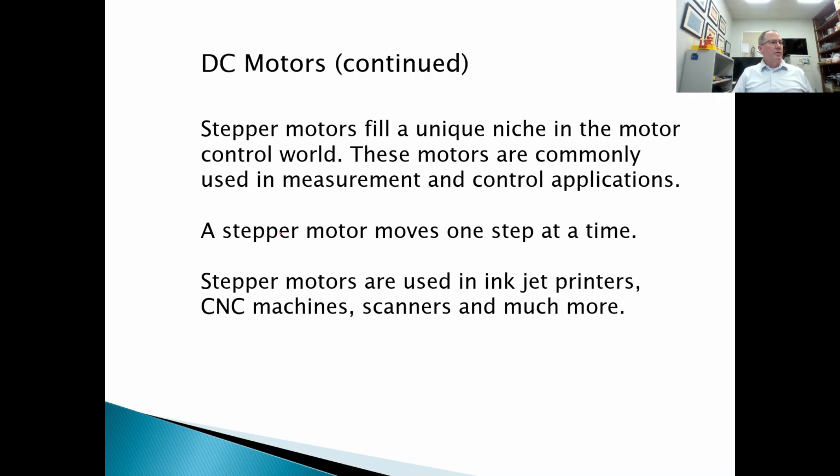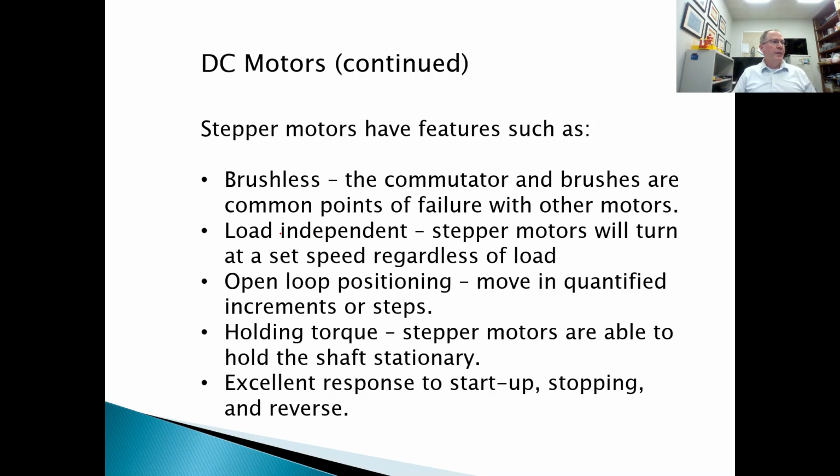And then you have stepper motors that are kind of a niche where they're commonly used in measurement, so they only move one step at a time. Where you see that most commonly is in your inkjet printer. So when it's moving back and forth to print, that's a stepper motor. Right? Now, some of the features of a stepper motor, one, it's brushless. So the commutator and brushes are common points of failure with other motors. So the stepper motor doesn't have that. And then it has an excellent response to startup, stopping, and reversing.